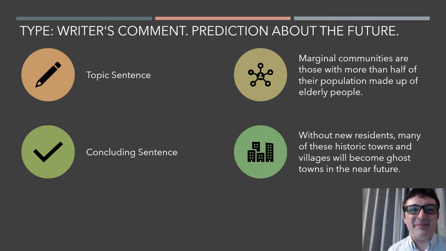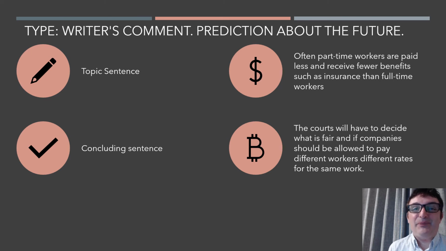Let's look at one more example. In this example, again, we have the writer's comment, and again, the writer is making a prediction about the future. The topic sentence is, often part-time workers are paid less and receive fewer benefits, such as insurance, than full-time workers. In the concluding sentence, the writer states, the courts will have to decide what is fair, and if companies should be allowed to pay different workers different rates for the same work. So the writer is not repeating the topic sentence, they're actually just giving an opinion.